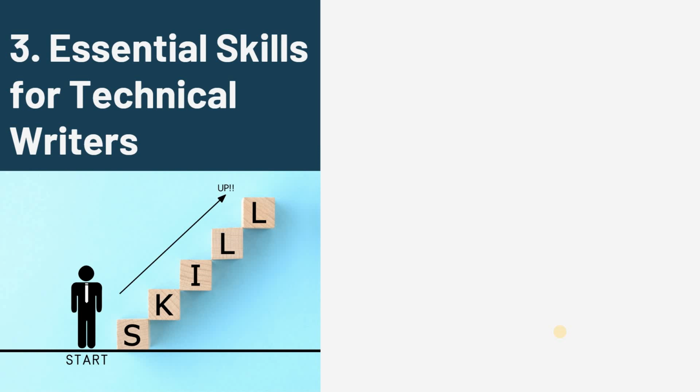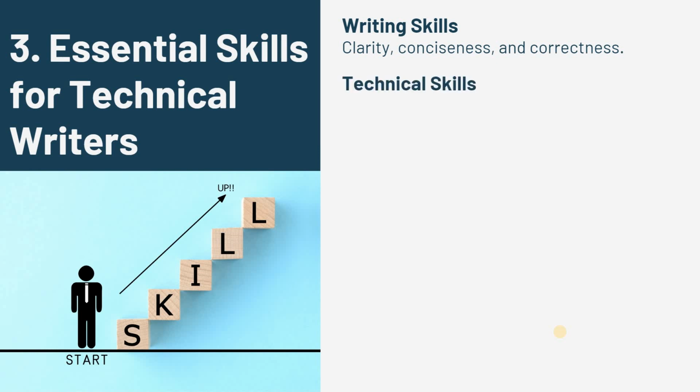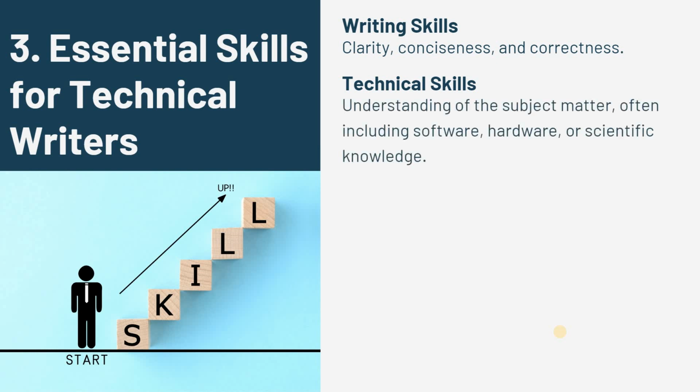So what are some of the essential skills for technical writers? To be a successful technical writer, you need a variety of skills. I am just going to highlight the basic skills. You need to have writing skills. Be sure you're able to write clearly, concisely and correctly in everything that you write. Then you need technical skills. For whatever topic you're going to be writing about, be sure that you have an idea of the subject matter and the software, hardware or scientific knowledge of that particular subject.